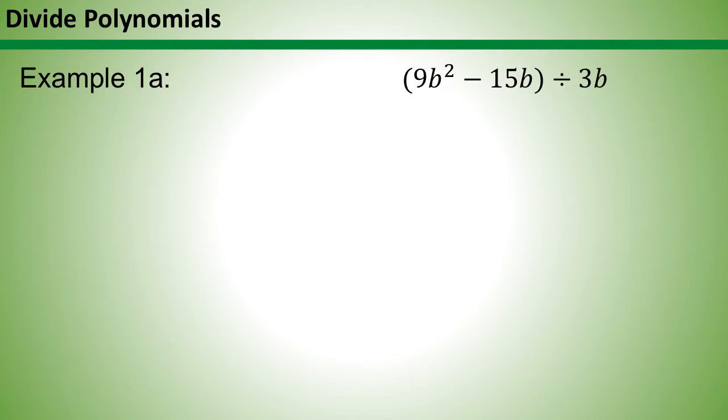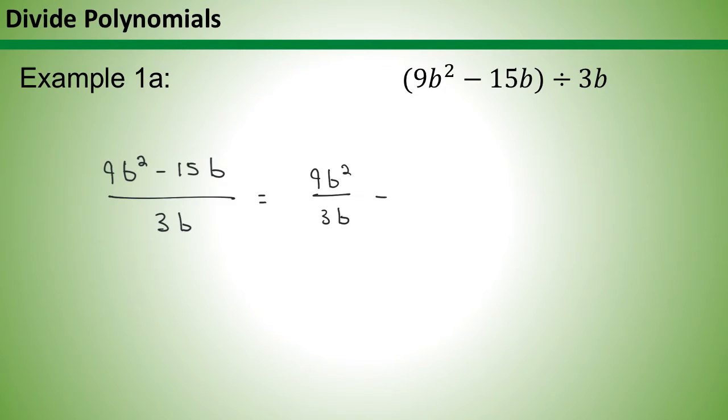Okay, so right here, we want to divide 9b squared minus 15b by 3b. So first, I'm going to rewrite it as a fraction. So we've got 9b squared minus 15b over 3b, okay? So now each of these things are going to get divided by 3b. So let's just rewrite it as this, 9b squared over 3b minus 15b over 3b.